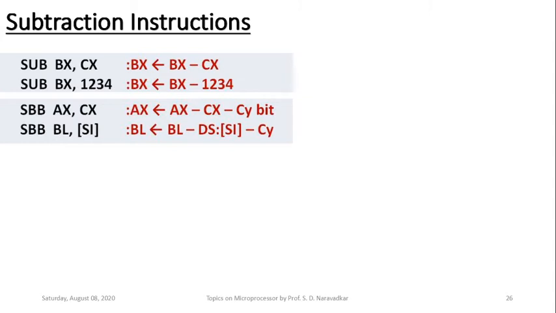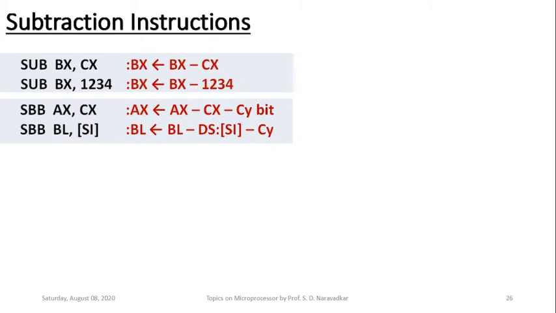It is analogous to add with carry, where two operands were added along with their carry bit, and the result is copied to the destination. Here in case of subtract with borrow, two operands, their subtraction will be performed, minus borrow bit. Of course, borrow flag is not available. It is nothing but the carry flag itself.